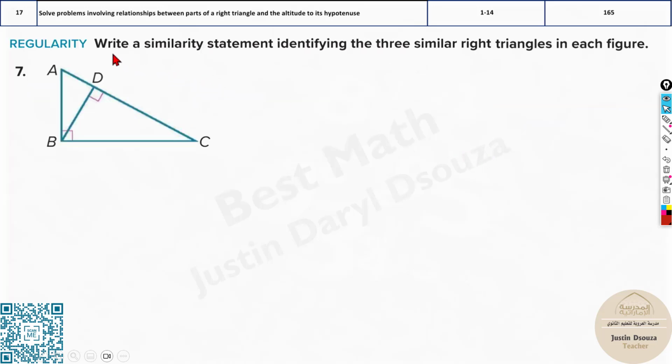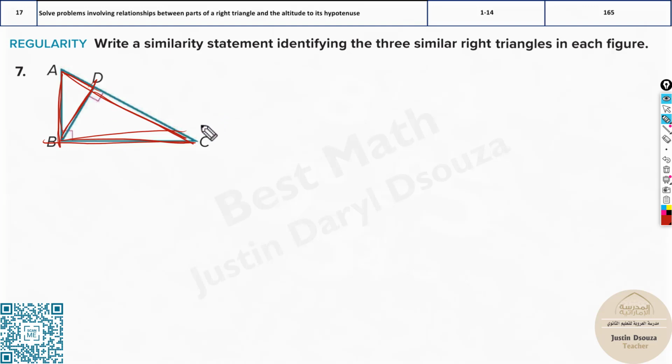Now they have told us to write a similarity statement identifying the 3 similar right triangles in each figure. So can you see there are 3 right triangles here? See, one is this one, B, D, and C. Okay, so they're not straight lines. Another one is A, B, and D. See this one. Which is the other one? The entire figure itself is one more triangle.